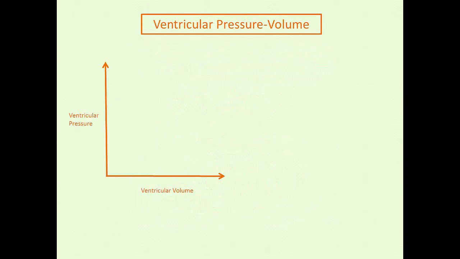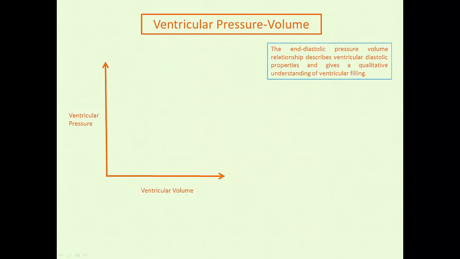So this is the Sagawa pressure-volume relationship, or the ventricular pressure-volume curve. What we'll first talk about here is the end-diastolic pressure-volume relationship. This describes the ventricular diastolic properties and gives a qualitative understanding of ventricular filling. We'll talk about the left ventricle here. This describes the left ventricular volume-pressure relationship during diastole. You can see here that it looks like a hockey stick.